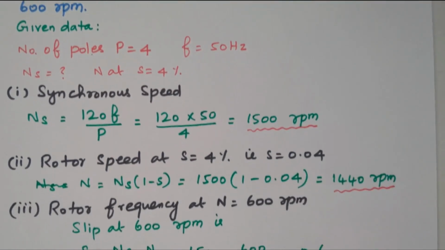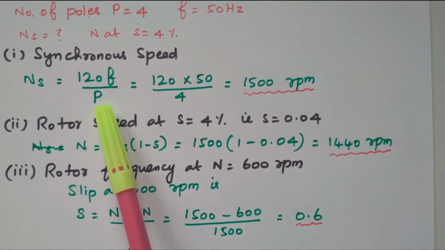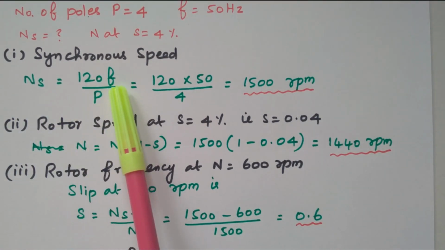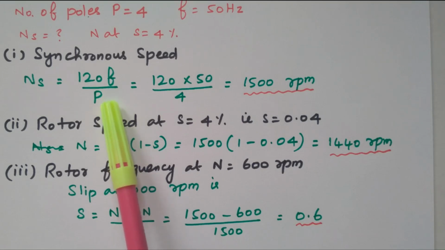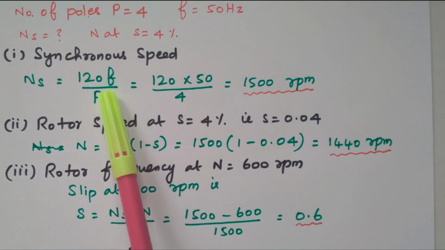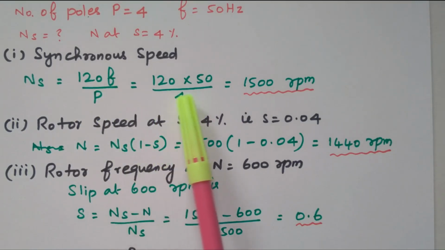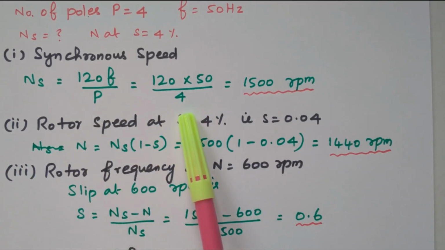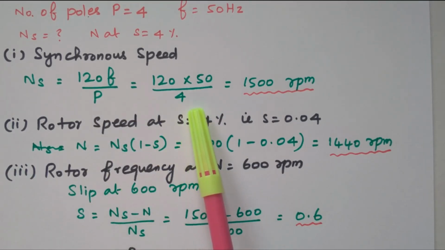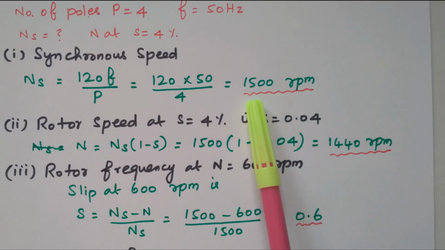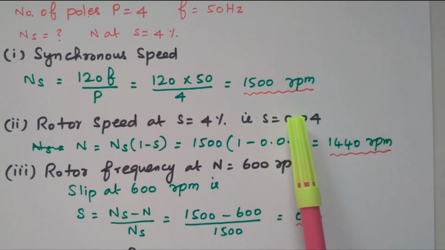Synchronous speed ns equal to 120 f by p. Very standard formula available for a synchronous speed. So the number of poles and frequency is given. By using this formula we can find the synchronous speed. So 120 f by p, that is equal to 120 into the frequency 50 Hz divided by number of poles equal to 4. By simplifying this, we got 1500 rpm. So the synchronous speed of the 3-phase induction motor for the given data is 1500 rpm.